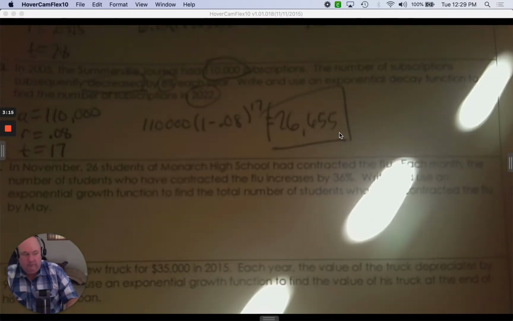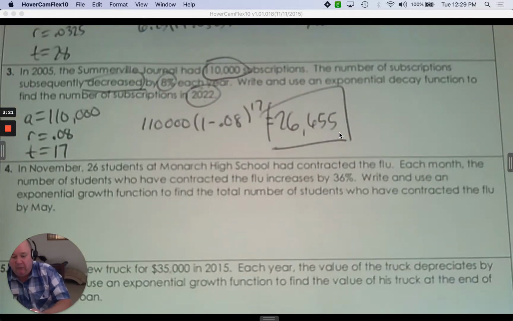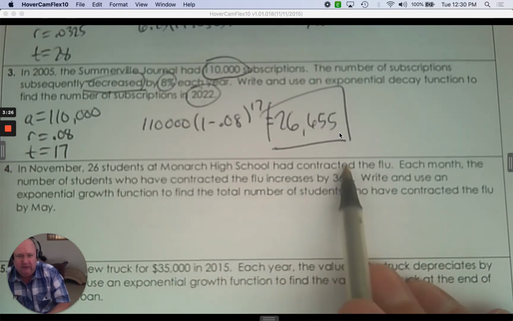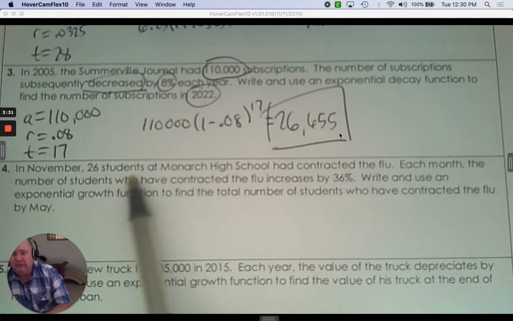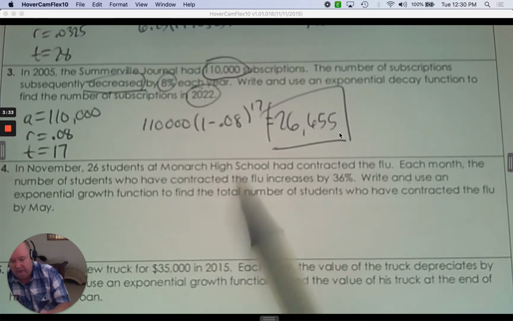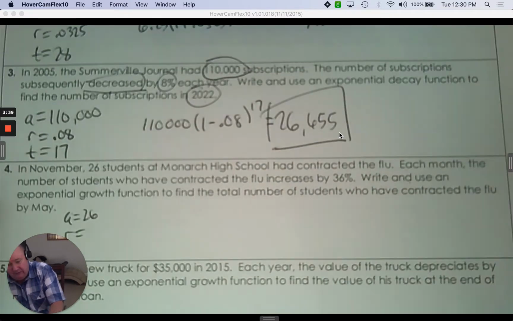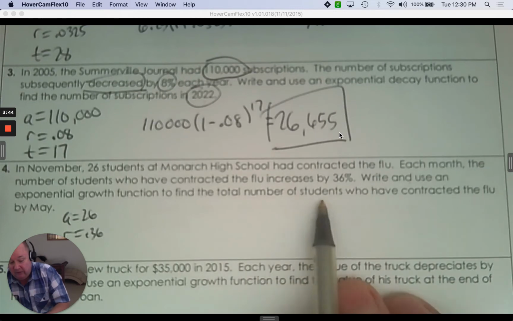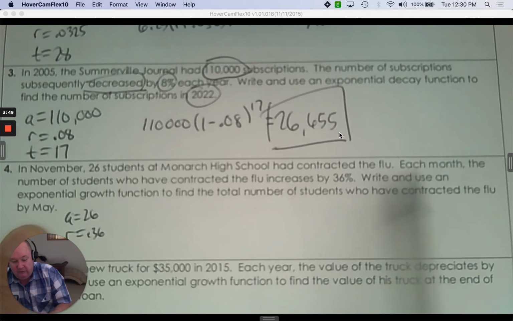Number 4. In November, 26 students at a high school had contracted the flu. Another infectious disease question. Each month, the number of students who have contracted the flu increases by 36%. So our initial amount is 26. The rate is increasing at a rate of 36%. Write and use an exponential growth function to find the total number of students who have contracted the flu by May. So each month, that's the rate.